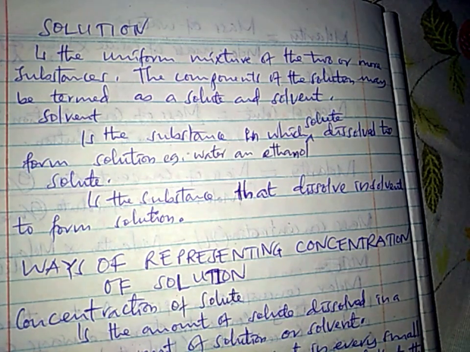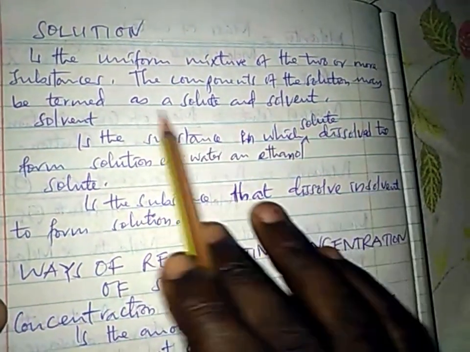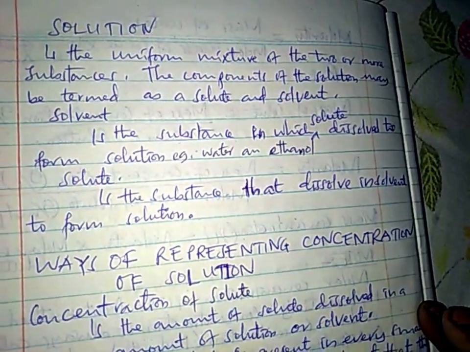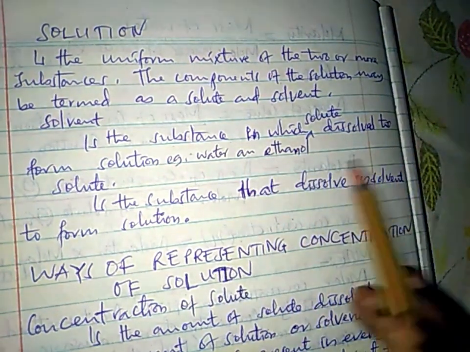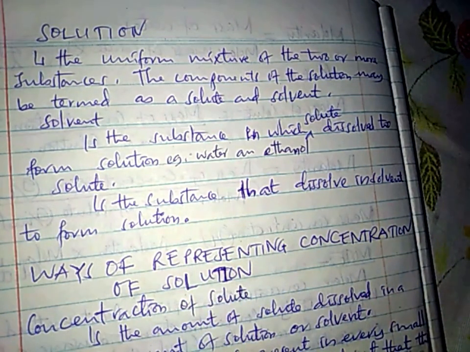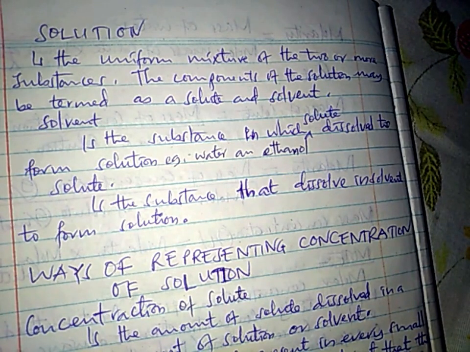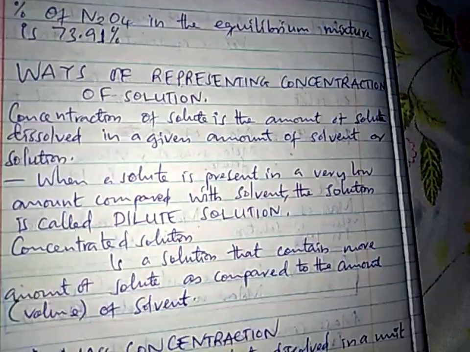So, by definition, a solution is the uniform mixture of two or more substances. The components of a solution may be termed as solute and solvent. And as we know from our Form 1 chemistry, the concepts have not changed. Solvent is the substance in which solute dissolves to form solution, such as water and ethanol, while solute is the substance that dissolves in solvent to form solution. Now we have different ways to represent the concentration of solution, as we will discuss in this video.